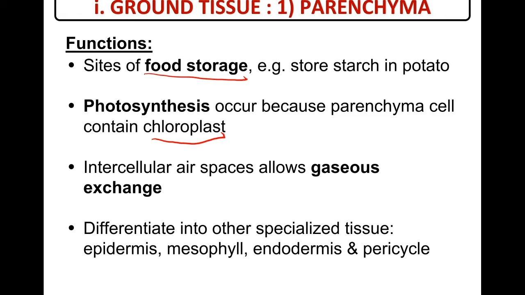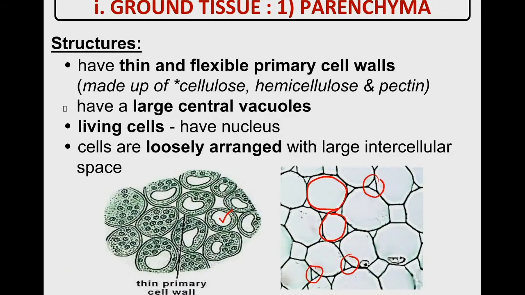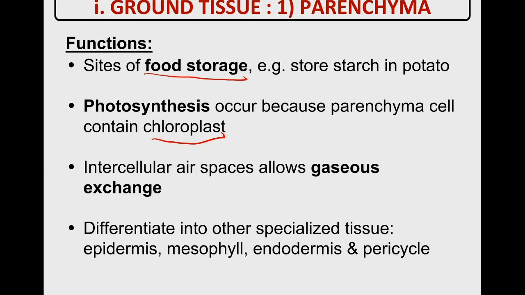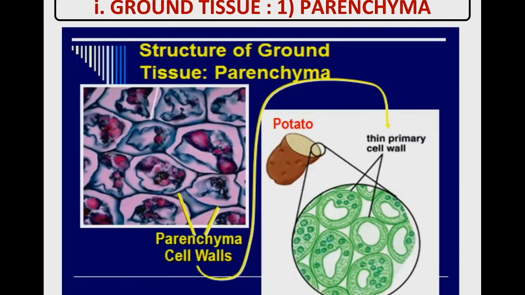Intercellular spaces allow gas exchange, because they have a lot of intercellular spaces. They can differentiate into other specialized tissue. You may memorize these 4 tissues.